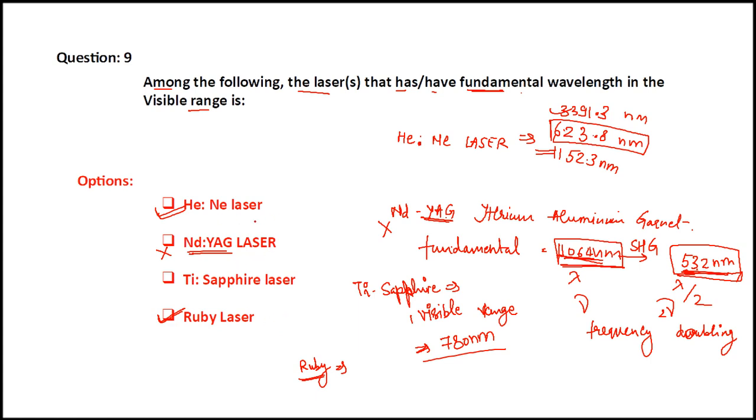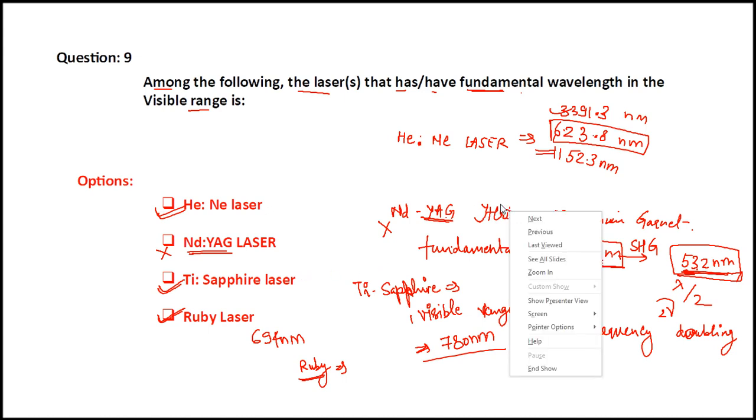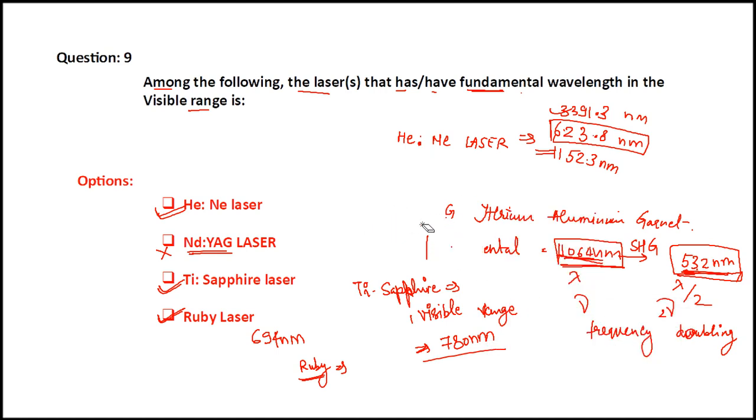I think from the exam point of view, this question is quite important, because generally this question can be asked in your final exam. And the ruby laser emits in the range of 694 nanometer. So if you want to write the details, I'll just clear this page so that we can write the conclusion for this question.